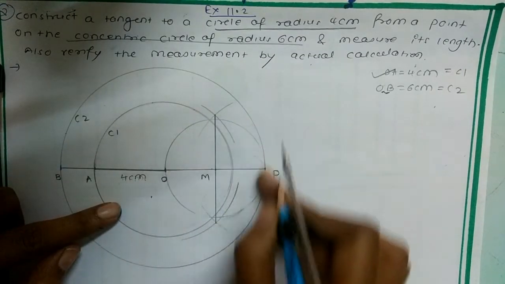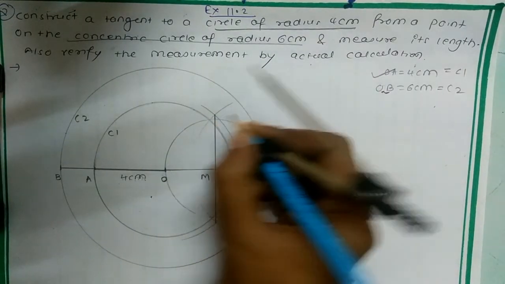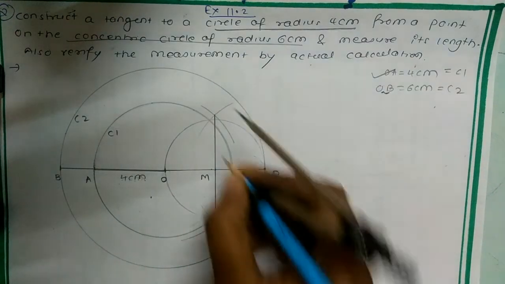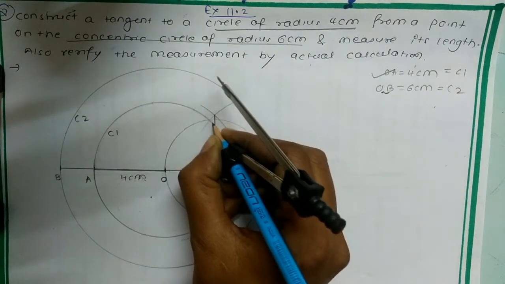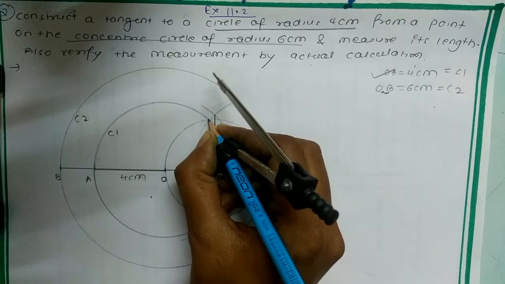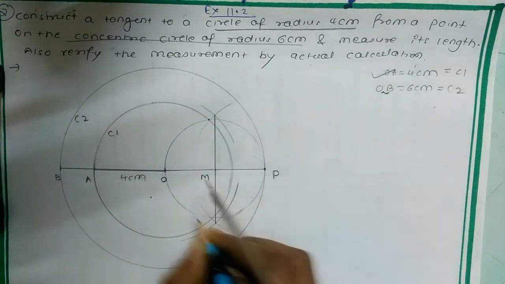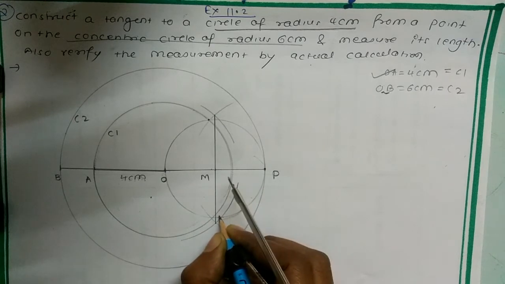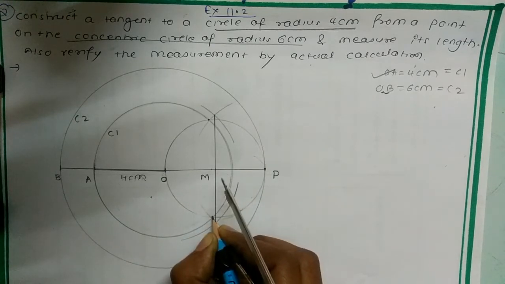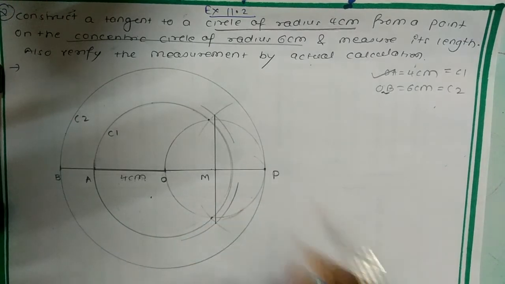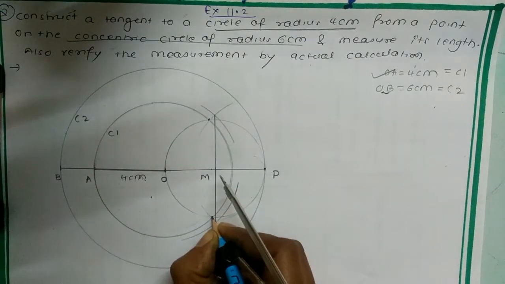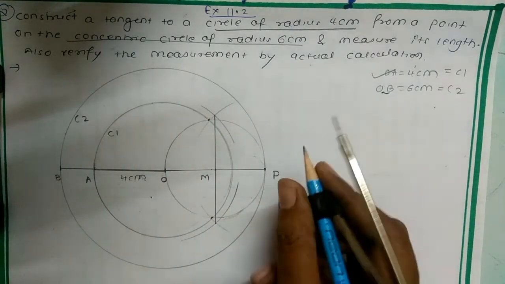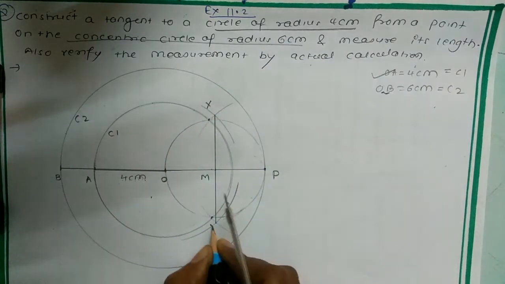So this new circle is intersecting at 2 points. See here, this is C1 and this is the new circle, so it is intersecting at this point. Even here you can see this is our new circle and this is our previous circle, so here it is intersecting. So these are the points of contact. Let us name those as X and Y.